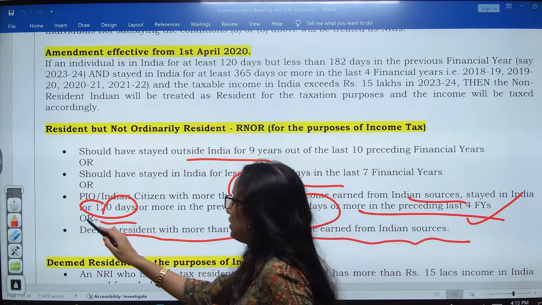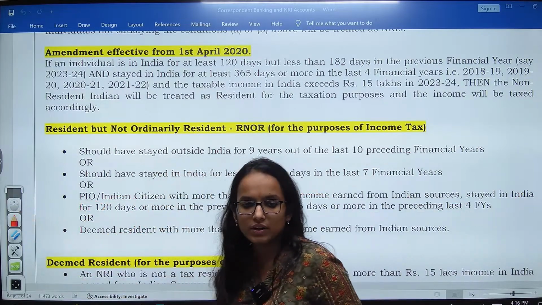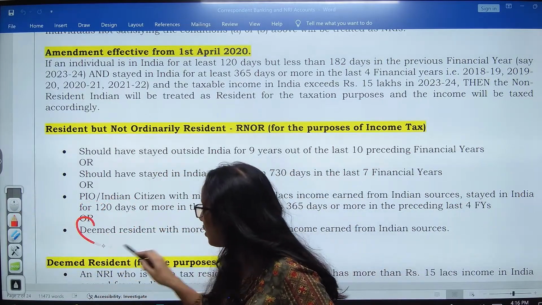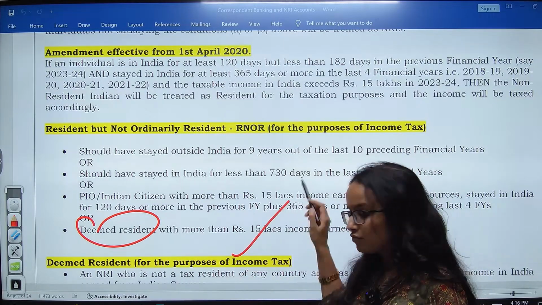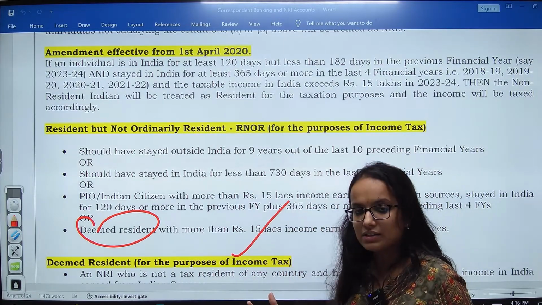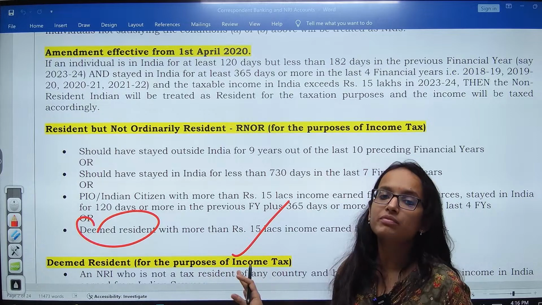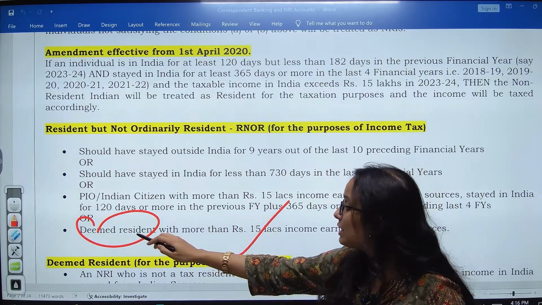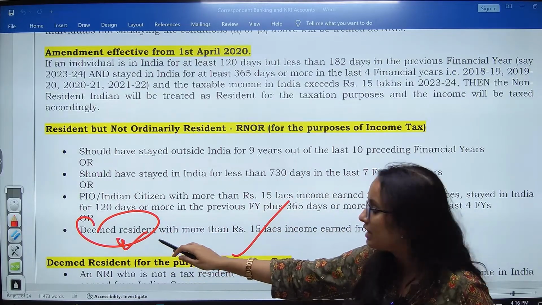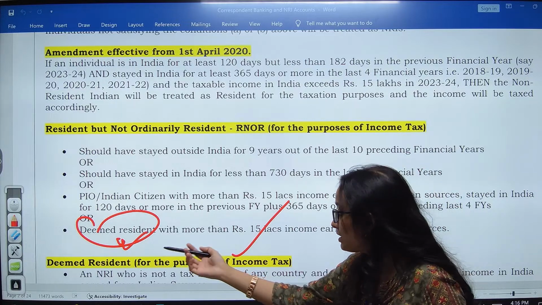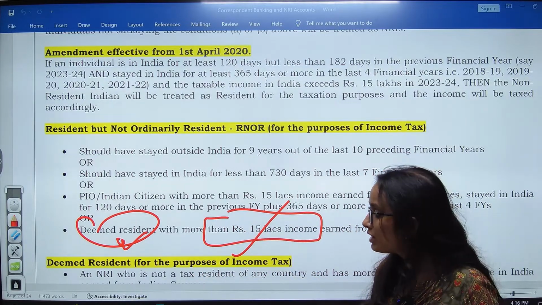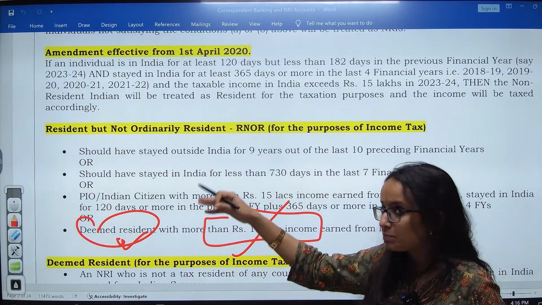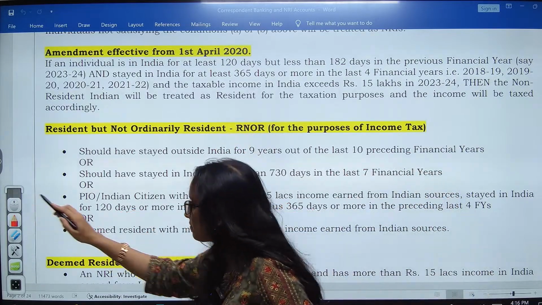Now, there is the word deemed resident written over here. Who is a deemed resident? For the same purpose of income tax, deemed resident has also been defined. Who will be called a deemed resident? Because we have another criterion here that the person is a deemed resident with more than 15 lakh rupees of income, you need to understand who is a deemed resident as per the same act. So let's see.